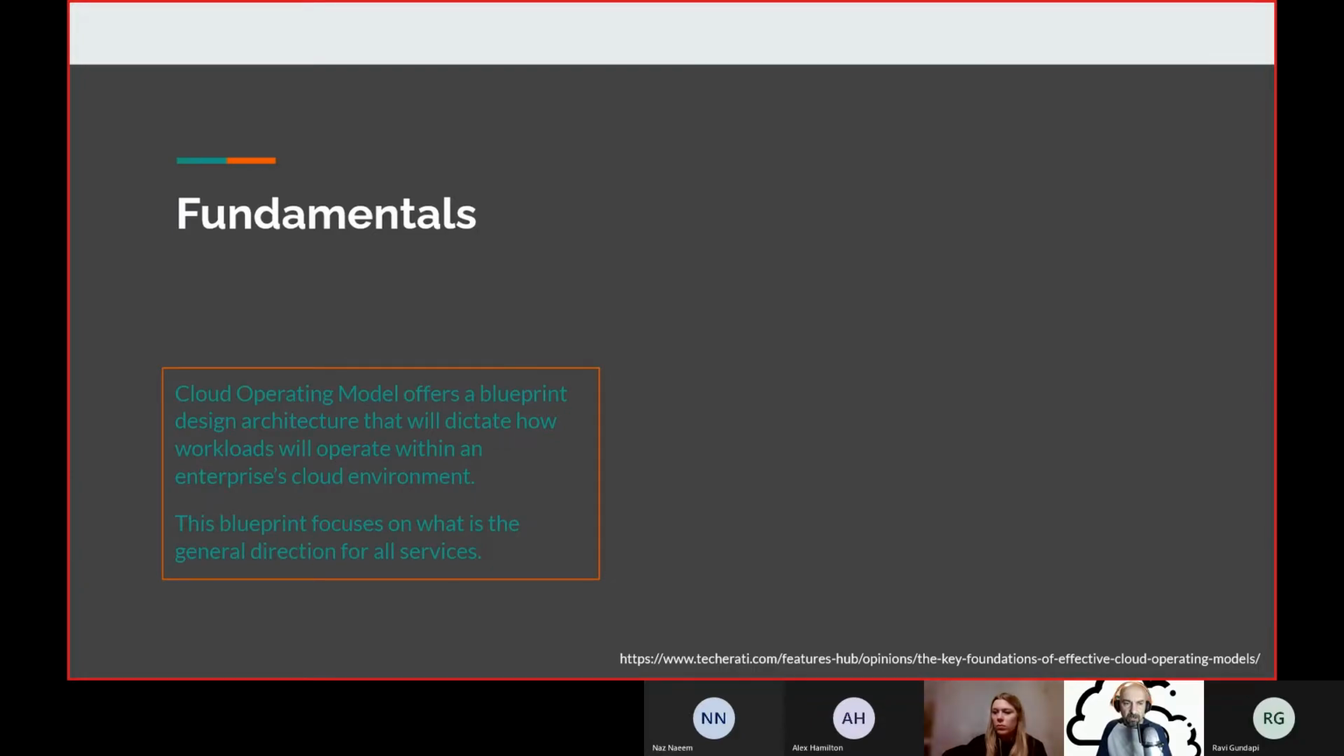Okay, so cloud operating model, the fundamentals really is that a cloud operating model is effectively a blueprint and an architecture that will dictate how the workloads will operate within a cloud environment and an enterprise's cloud environment. And that blueprint is really there to offer the general direction for all services that will operate within that environment. I've actually written an article for Techorati, which is part of Cloud Expo, on the cloud operating model. So again, if you want more information on that, by all means, do have a look at the links. I think we're going to provide separately as well.